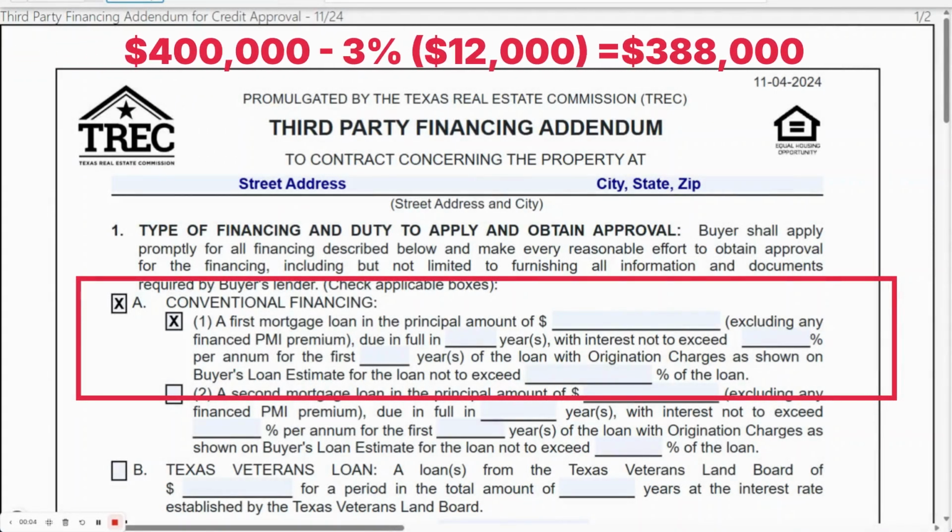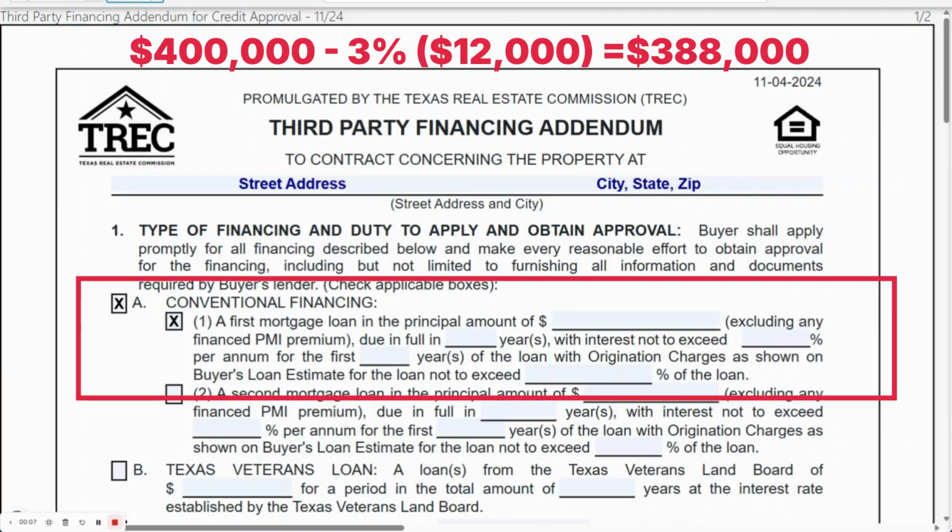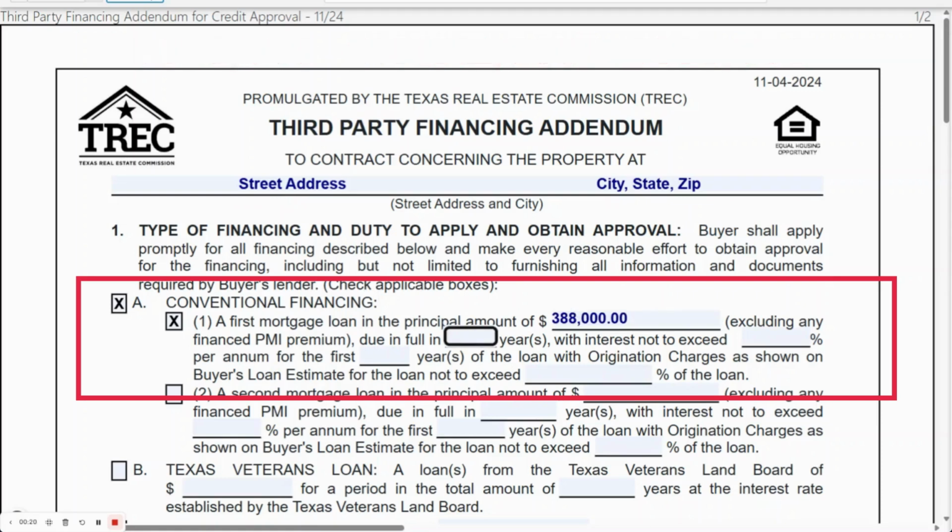In our example, we'll use Dallas-Fort Worth's current median sales price, which is $400,000. If our buyer is putting down 3%, that's $12,000, so the loan amount will be $388,000. For due in full, we almost always put 30 years, but it can sometimes be 15 years. Usually not though, as those have higher monthly payments.